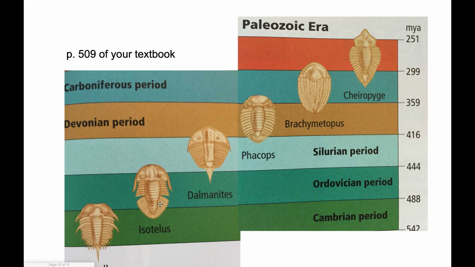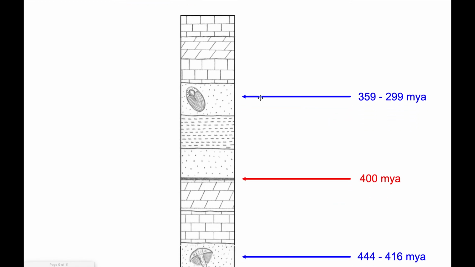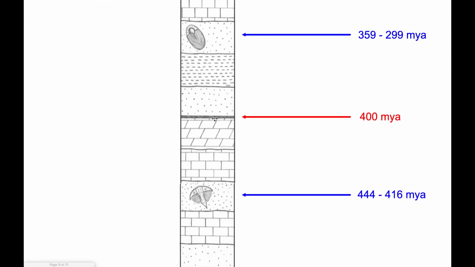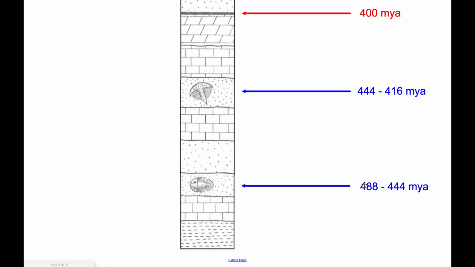This is trilobite number 1 actually. This one, which looks like a pickaxe, is trilobite number 2. And this one here is trilobite number 3. So we can see exactly what range of time each of these trilobites was around, and put a rough estimate on our trilobites now. Trilobite number 3 existed anywhere between 359 to 299 million years ago. The key bed, our ash layer, was 400 million years ago. Trilobite number 2 was anywhere between 444 to 416 million years ago. And trilobite number 1 was anywhere between 488 to 444 million years ago.